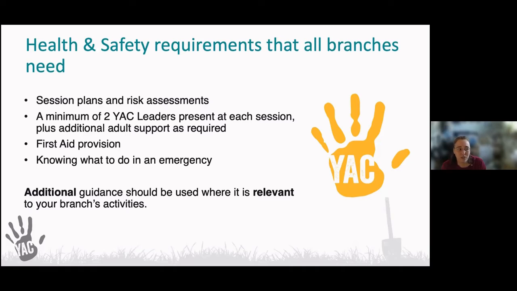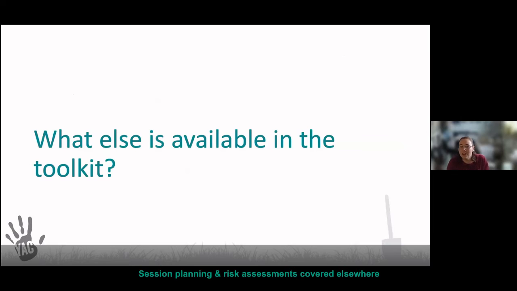And then the additional guidance is used where it is relevant to your branch's activities. There may be things that you require in the toolkit because you are a CBA branch, that if you're an affiliated branch, you might not need. So you might not need your own emergency plan, for example, if you're in Pontefract Castle or Bolton Museum, because they will have their own. And that's what you will be asked to follow. We're going to have a look at what else is available in the toolkit now.